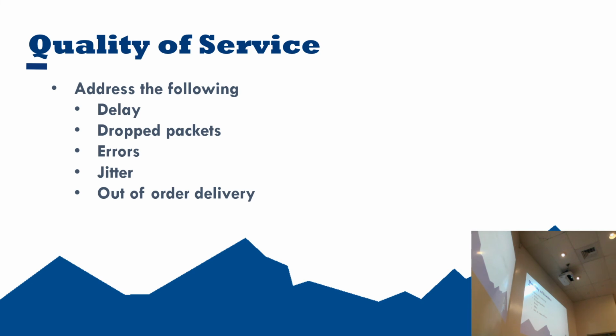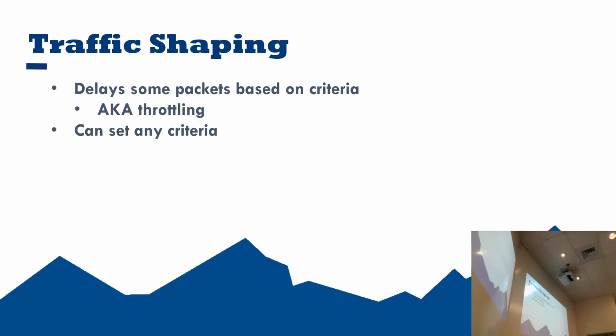Jitter and out-of-order delivery. Okay? We can address all of these. We don't have to, but I'm saying we can. Okay? So we can use stuff like traffic shaping as well. Okay? So traffic shaping is whenever we take the packets and based on whatever criteria we set, we delay certain packets. So let's say that we had, I don't know, a big download.